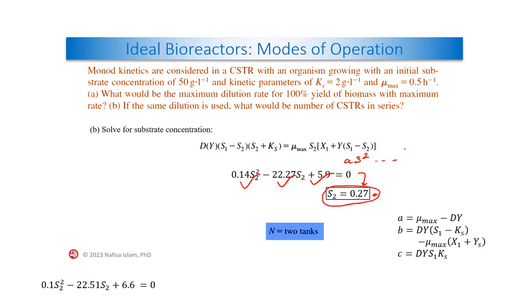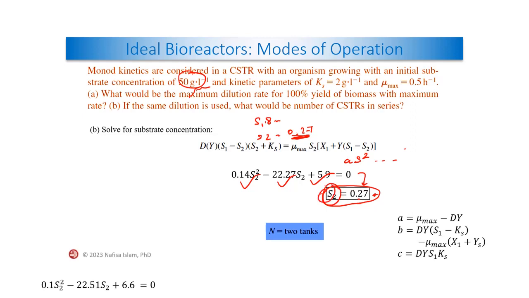Oh, S2 is 0.27. You had a whole 50 grams per liter in the beginning, and then S1 as something like 8. Now S2 is coming out to be 0.27. Seems reasonable. So that's why we can stop. We can actually stop at S2.